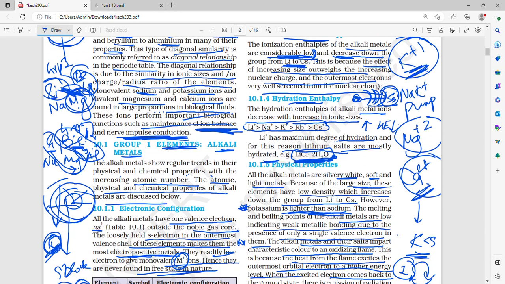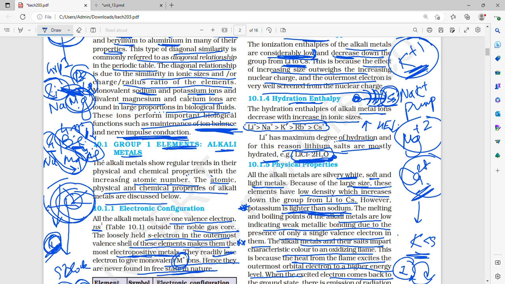Then comes ionization enthalpy. The ionization enthalpies of alkali metals are considerably low. Why? Because if they lose that one valence electron, they attain a noble gas configuration. Since they are the most electropositive metals, they are always ready to lose that one valence electron, which is not even strongly attached to the nucleus. Hence, they do not need much energy to lose that electron.